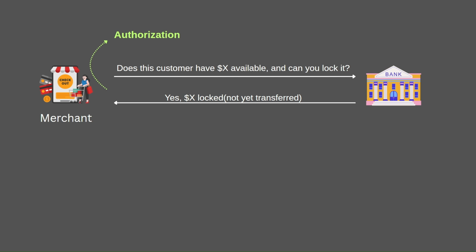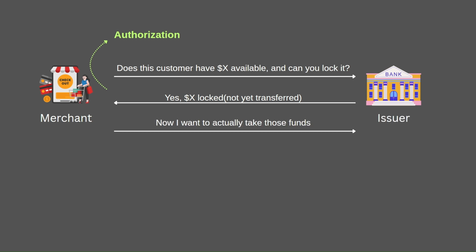Alright, now after some time, it could be days or hours, let's say the service is complete and it's time to pay. The merchant will go to the issuer again, and this time it will say that I want to actually take those funds. Now what would happen? The issuer will release the amount and the merchant will eventually get paid, and this process is called the capture. So authorization is requesting a hold on a certain amount and capture is actually transferring that amount to the merchant.